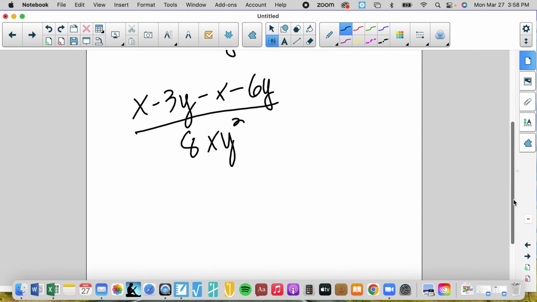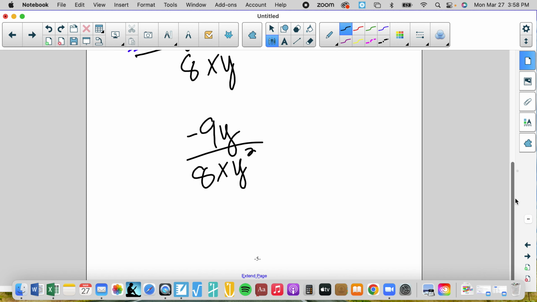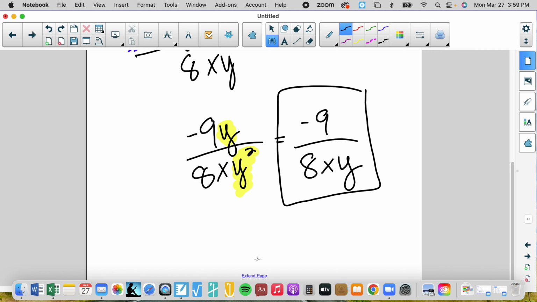Let's combine like terms. We have x and negative x. We have negative 3y, negative 6y. That makes negative 9y over 8xy squared. Everything is being multiplied in the numerator. Everything is being multiplied in the denominator. So we're going to cancel out one of the y's in the numerator with one of the y's in the denominator. And my final answer would be negative 9 over 8xy. The 9 and 8 don't have a common factor.